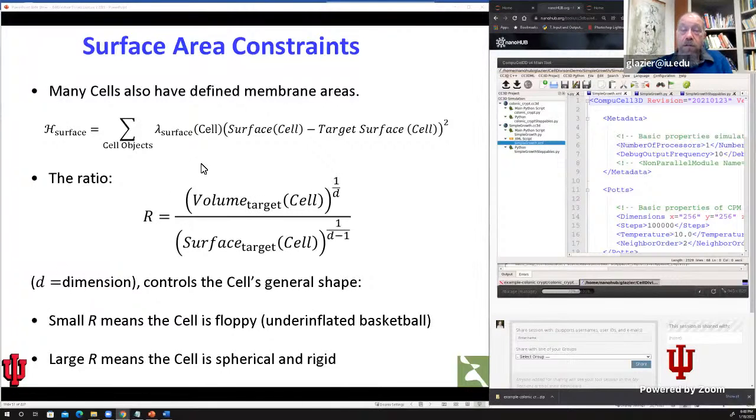We're often going to define also the surface of the cell, lambda surface. Think about the amount of membrane the cell has. Current surface minus target surface, quantity squared. I won't go into the details of the surface volume ratio now; there will be a homework problem where you can explore that a little bit. But if you think about cells, you can have cells that are very spherical, where the volume is large compared to the surface area, or you could have a cell which has very floppy surface, where the surface area is large compared to the volume.